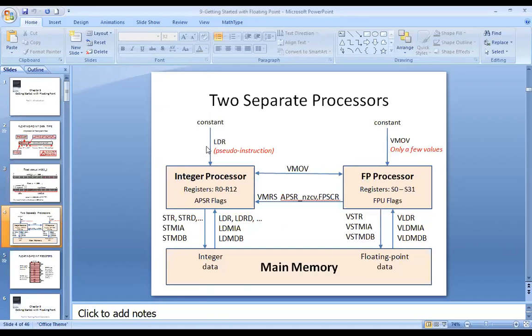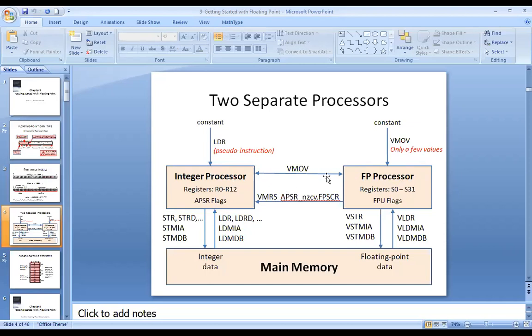For the integer processor and floating point, remember I was telling you about 8085, 8086 and 8087. So that is one such example. For the integer processor, we use registers R0 to R12, and those are also called APSR flags. And registers from S0 to S31 are utilized by floating point registers.